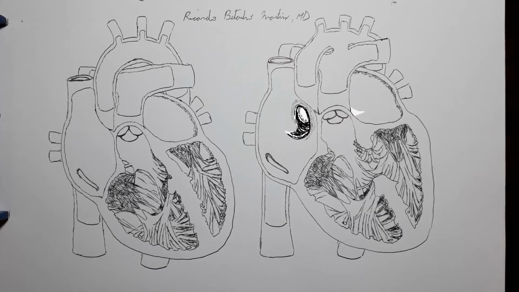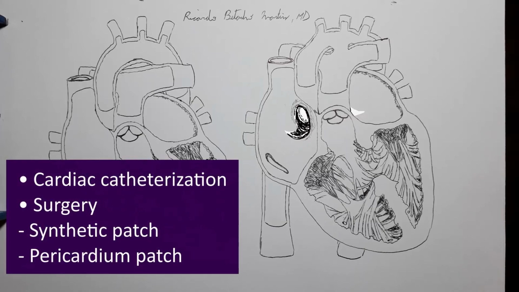Small atrial septal defects may close on their own during childhood and not require intervention. Should that not be the case, or should the defect be large, cardiac catheterization or surgery will likely be necessary for placement of a patch, either synthetic or pericardium, in the hole between both atria, seeking to occlude it.